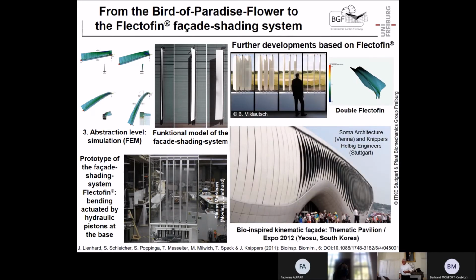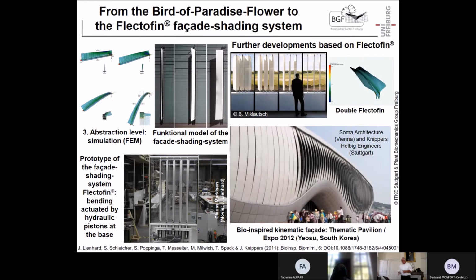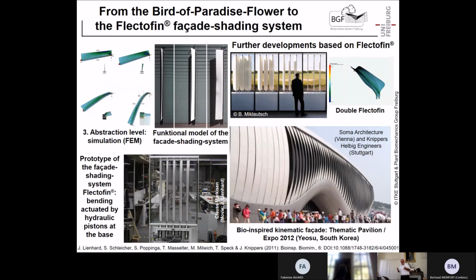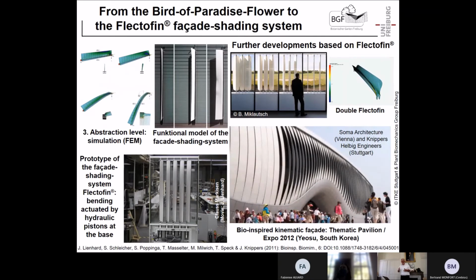Next thing is, we went on and made a double flectofin, where we have 1 backbone and 2 membranes, so we have only 1 actuating thing. And then we made a patent in 2012, and in the same year, slightly different, but it's the same principle, it was built in South Korea, in Yeosu, at the World Expo, and these are this kind of flectofold membranes up to 14 meters high. And they are beautiful, and the architects like it because they say this building breathes air. Here you really manage not only to transport the function, but also to transport the aesthetics of the biological role model.